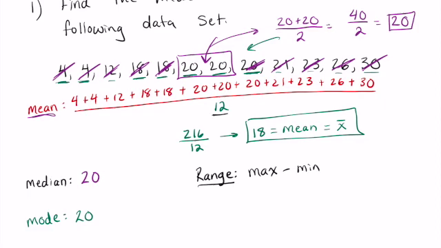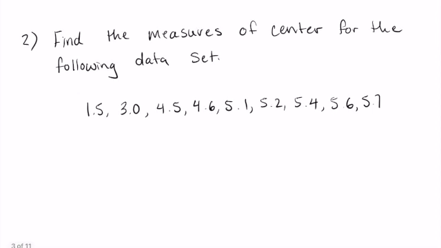Well, what does that mean? Well, your maximum is the largest number, and your minimum is the smallest number. So I'm going to take those and say 30 minus 4, and that gives me 26. And 26 is my range of the data. So just kind of a nifty little piece of information that we may see asked from time to time. But for the most part, our mean, our median, and our mode are our measures of center, and that's how we find them. So let's look at one more example.